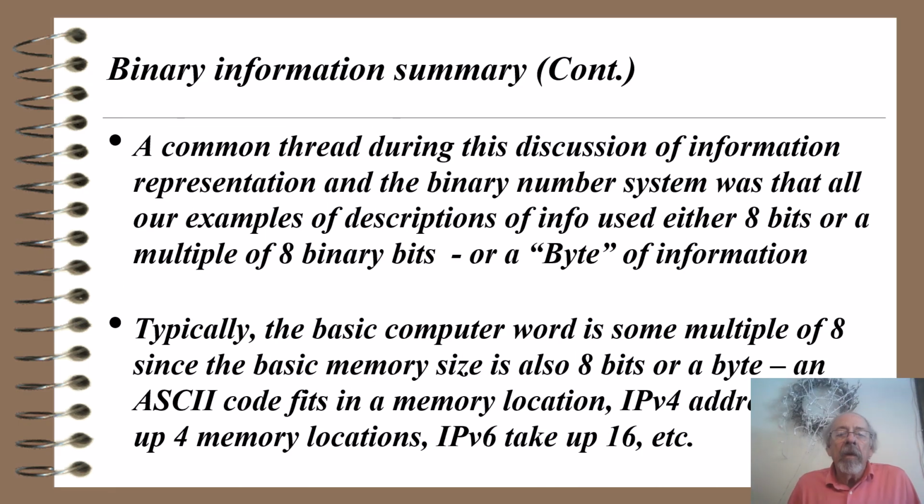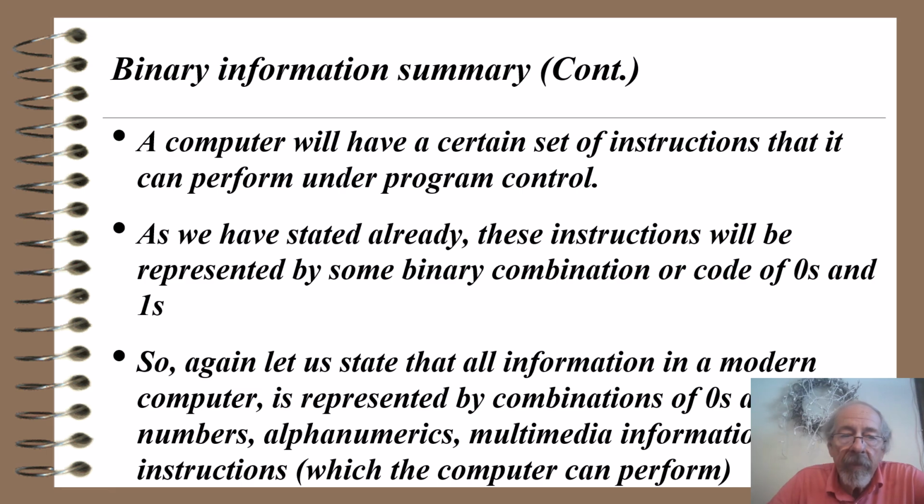A common thread during this discussion of information representation in binary number systems was that all our examples of descriptions of information used either 8 bits or a multiple of 8 binary bits, or what we call a byte of information. Typically, the basic computer word is some multiple of 8, since the basic memory size is also 8 bits or a byte. An ASCII code fits in a memory location. An IP version 4 address takes up 4 memory locations. IP version 6 takes up 16, and so forth.